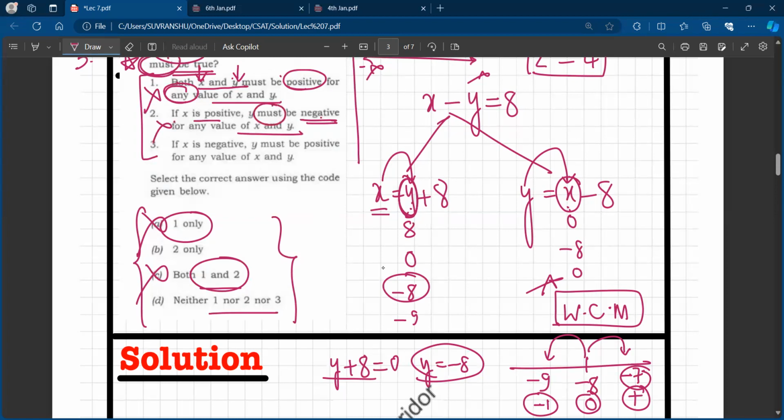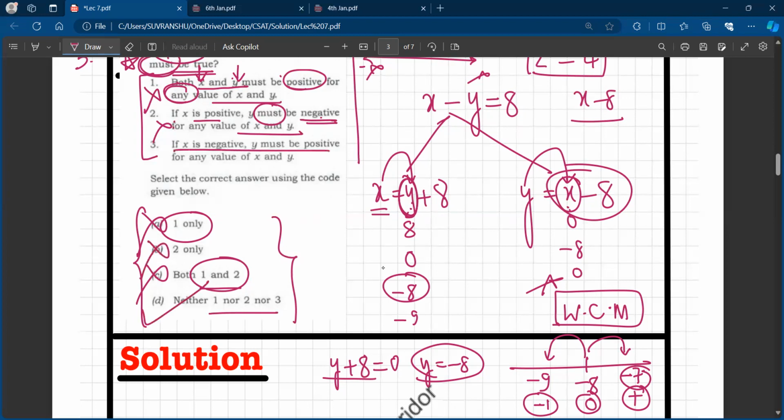If you give a value above 8, is x minus 8 always negative? No. If you give a value x greater than 8, then that value will be positive. So this option is eliminated. So 2 cannot be the answer. This option is eliminated. So the answer is D.